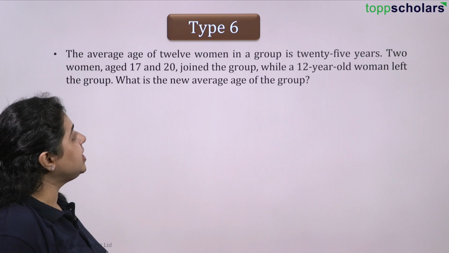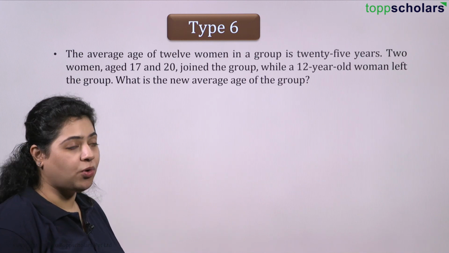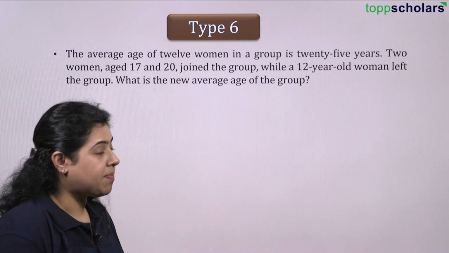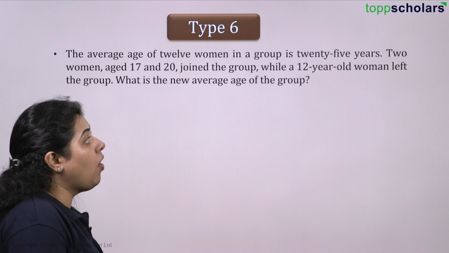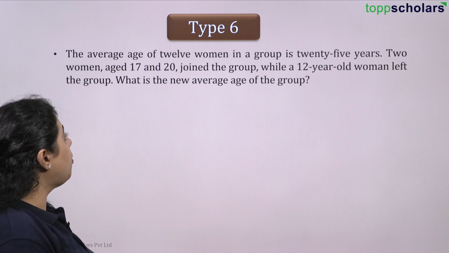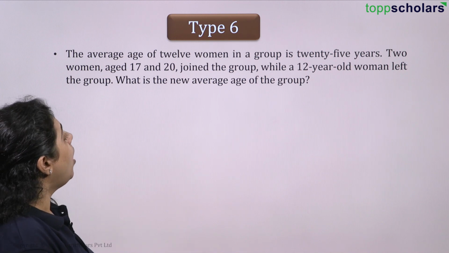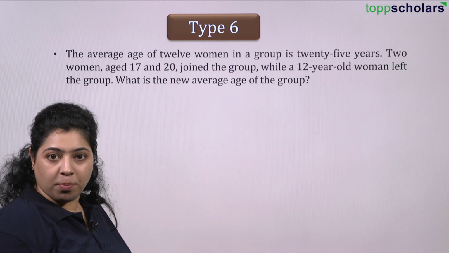Moving ahead to type 6, we have the average age of 12 women in a group is 25 years. 2 women aged 17 and 20 joined the group while a 12-year-old woman left the group. What is the new average age of the group is the question.